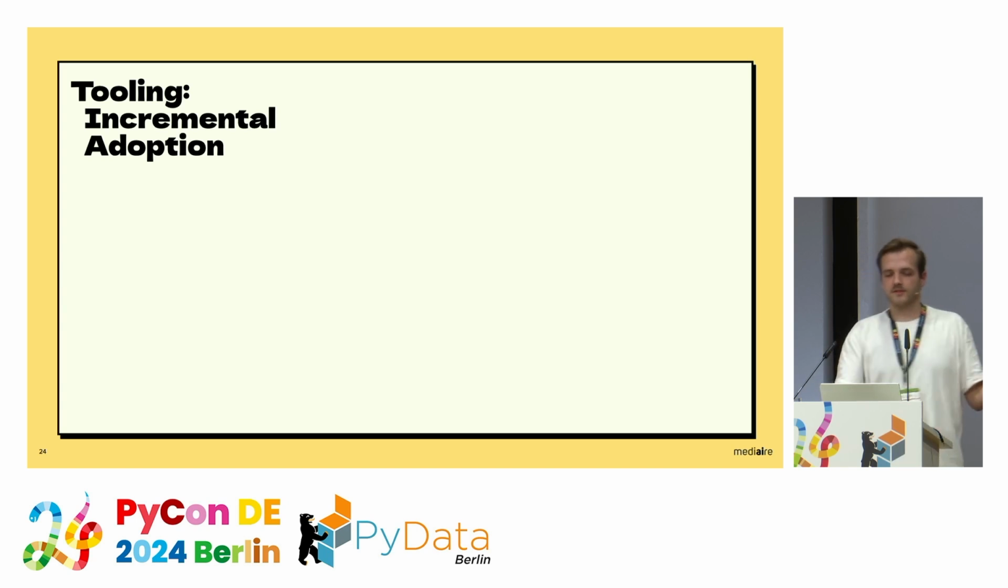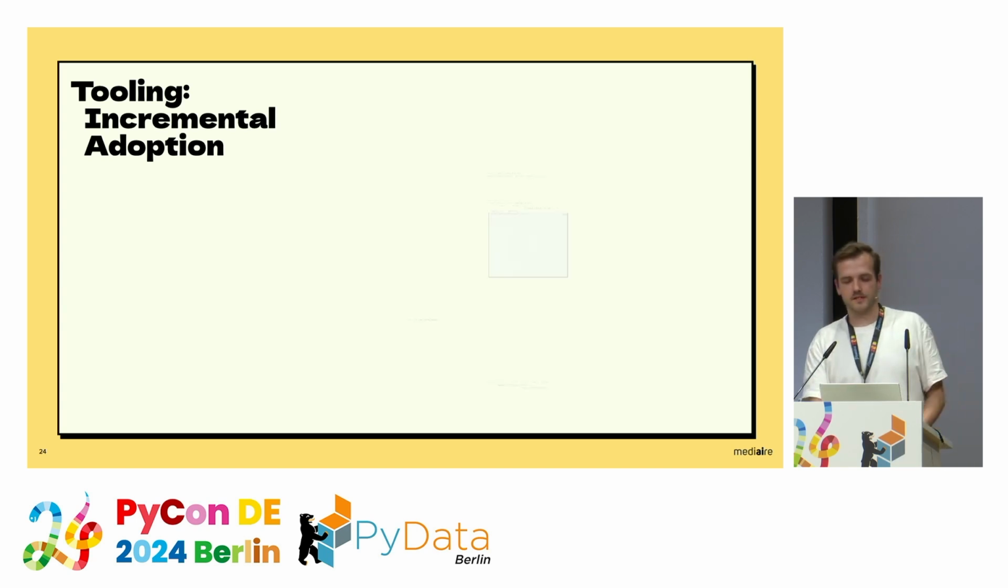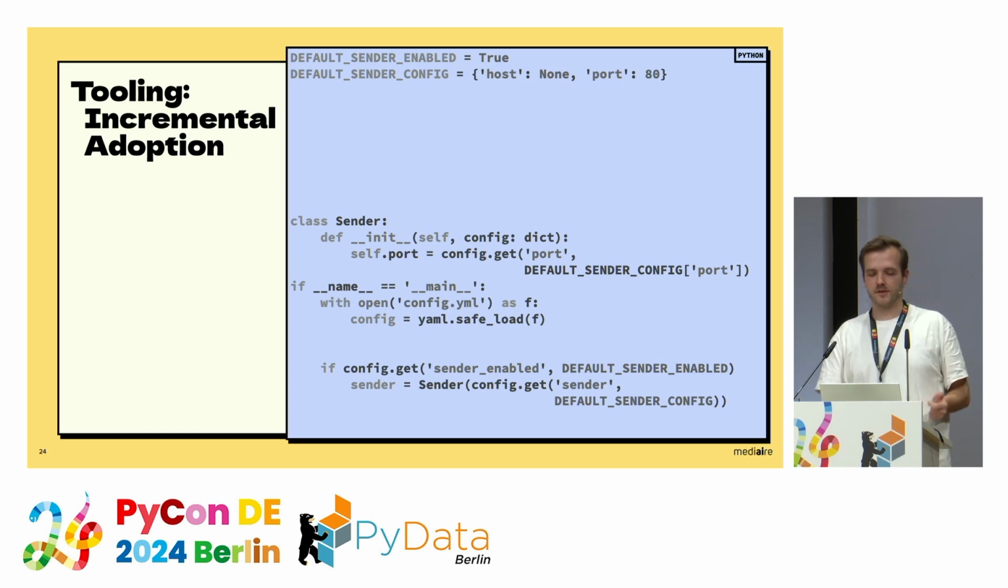One important aspect is also incremental adoption. We want to roll it out step by step, and it's pretty nice because you can still basically break down these objects back into dictionaries and use that to roll it out step by step.